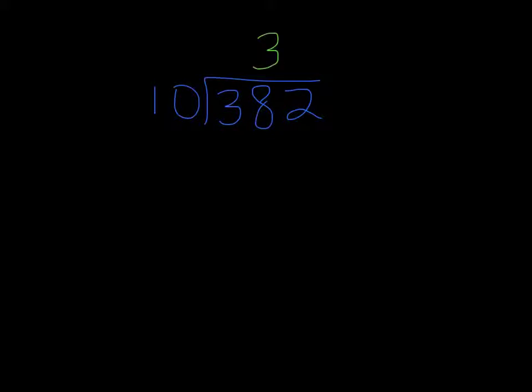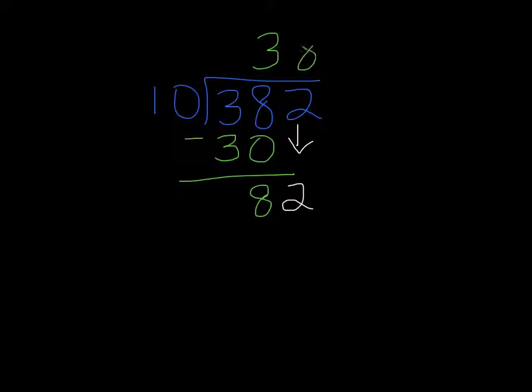I'm going to multiply. 3 times 10. Multiples of 10s, 10, 20, 30. I subtract. And then bring down the next digit over. So now we know that 10 goes into 382 30-something times, and now we're going to find out what's left. So again, 10 now goes into 82. Well, that's going to be 8 times. Put our 8 up here. 8 times 10 is 80.